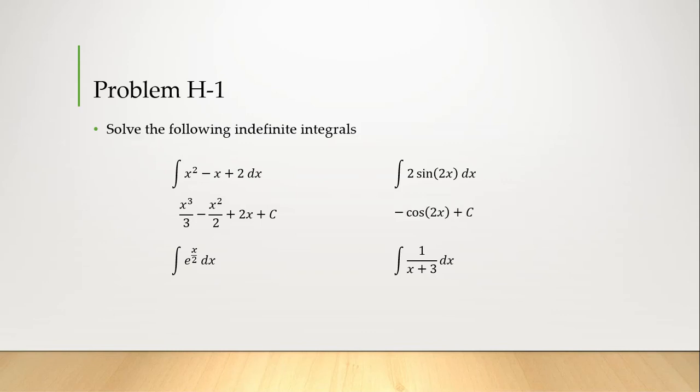Second one, I should get negative cosine of 2x plus c. The next one, I should get 2 times e to the x over 2 power plus c. And then the last one, I should just get natural logarithm of x plus 3 plus c. The way to check these is take the derivative of the thing you have and see do you end up with the thing that's inside the integral.